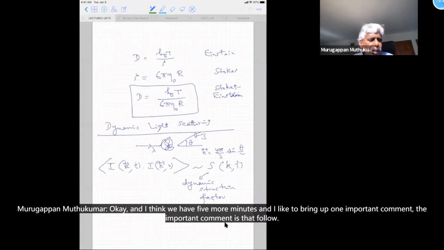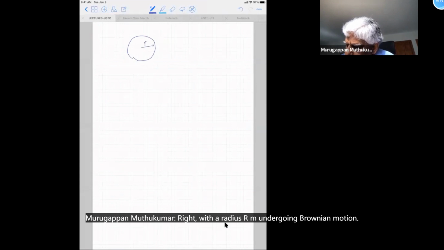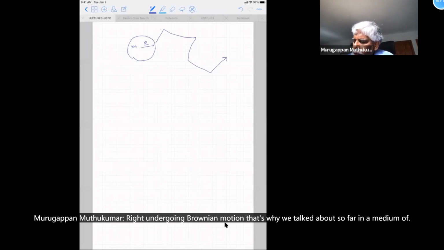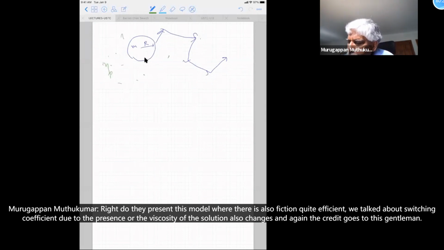Okay. And I think we have 5 more minutes, and I'd like to bring up one important comment. Remember, we talked about this particle with radius R undergoing Brownian motion, in a medium of solvent, which has a viscosity. Due to the presence of this particle, where there is also a friction coefficient, as we talked about, the viscosity of the solution also changes.